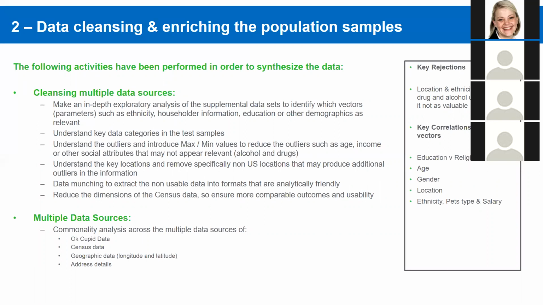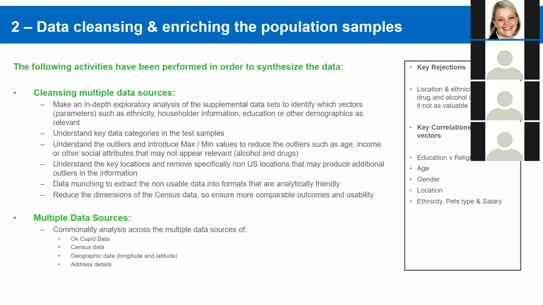Thanks, Grant. So we started with our step number 2 of actually looking at the data, starting to cleanse it, get to know it, and enrich it. We made an in-depth exploratory analysis of the supplemental data that was given, including the census. We identified vectors, parameters such as ethnicity, household information, education, demographics that we thought could be relevant. And we looked at those individual data sets to get to know the data and understand what we were dealing with.